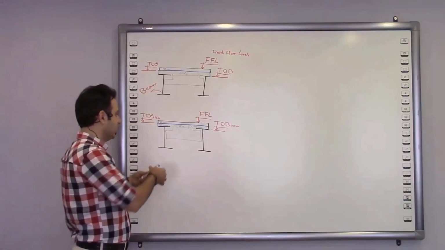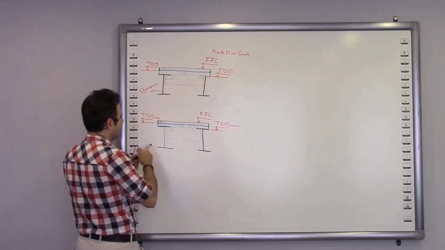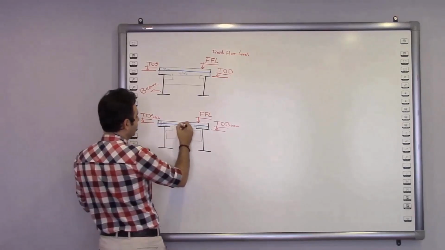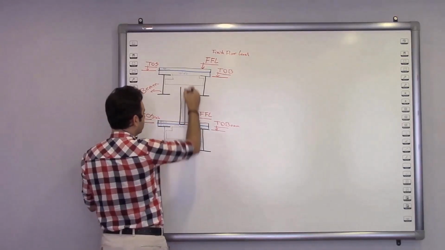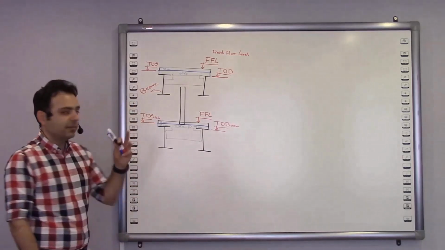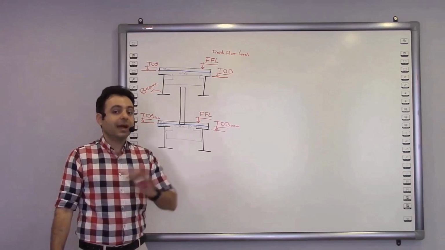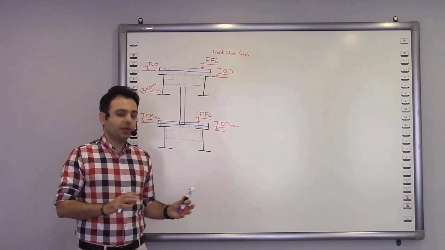So keep this in your mind that the walls start from TOS. See, from here, and then it goes up. So while we are building the walls, we have nothing to do with the FFL. Alright? Well, let me tell you one more thing too.